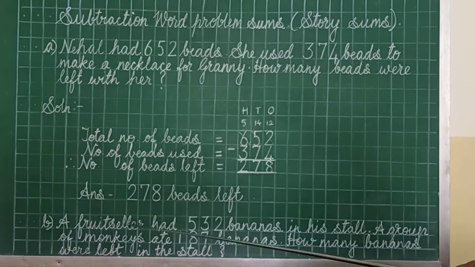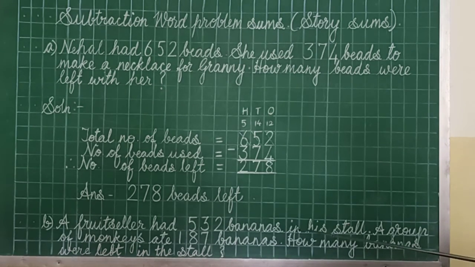Now children, question number B. A fruit seller had 532 bananas in his stall. A group of monkeys ate 187 bananas. How many bananas were left in the stall? Children, this question number B you have to solve by your own, and do both the questions in your maths classwork notebook.